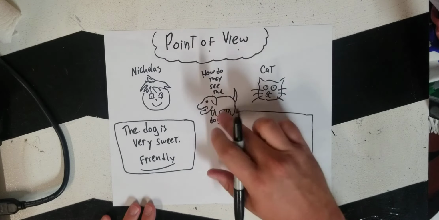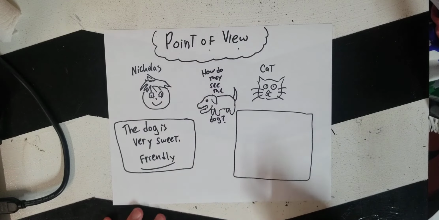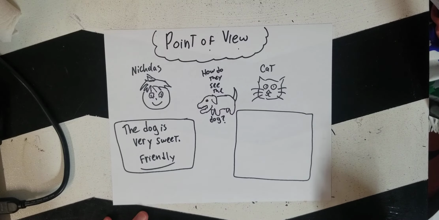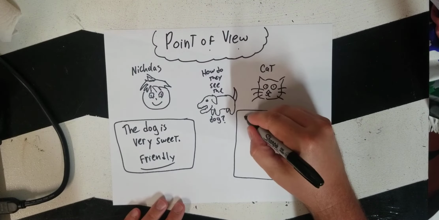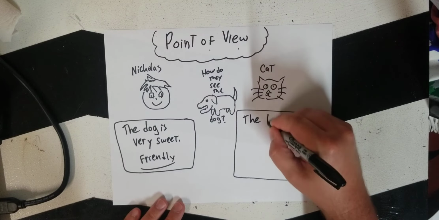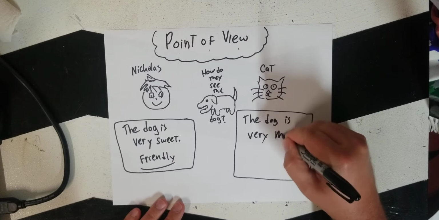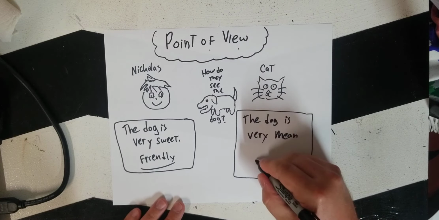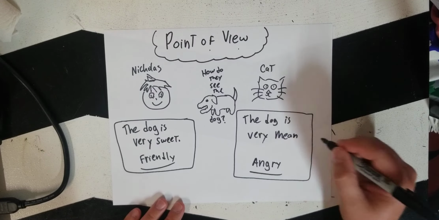But when Nicholas encountered the dog as a cat and he tried to talk to it, the dog chased him out of the yard. In this case, as a cat, the cat sees the dog, right? He thinks the dog is very mean, and we'll say angry. Those are some words we're going to use here. He sees a dog who's very mean.